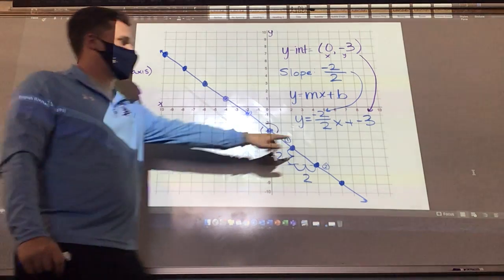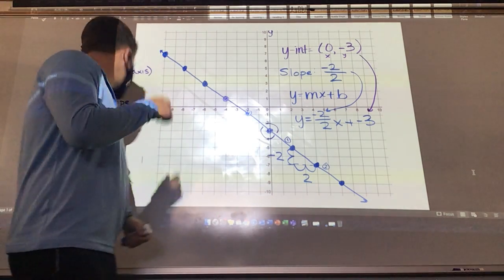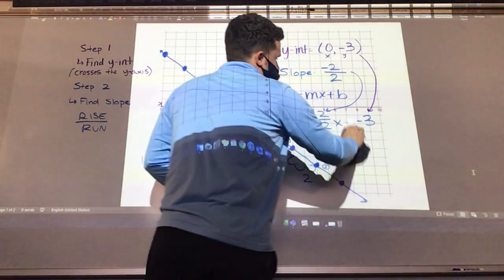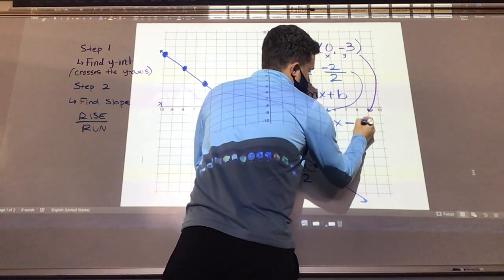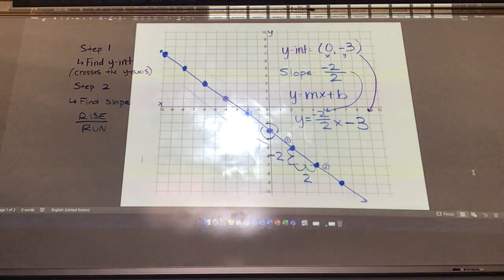How can I write this a little better? Erase the plus. Yeah, if you have plus and negative, you can erase that plus, and we can just do minus 3. Okay? That'll clean it up. Either way is right. I wouldn't count you off for writing that, but that is technically the more correct way to write it.